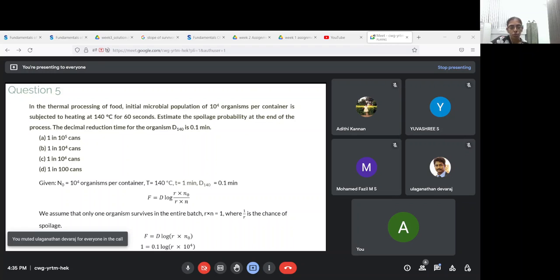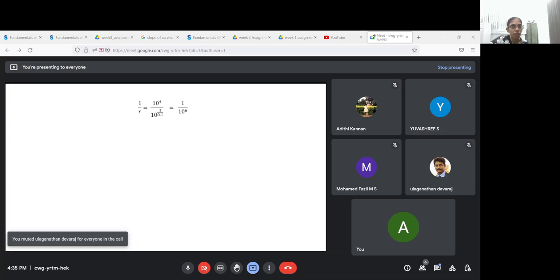So 1 by R value, when you simplify this equation and calculate, you will get 1 by R as 10 power 4 divided by 10 power 1 by 0.1. Okay, so this comes out to be 1 by 10 power 6, which means that there are a total of 10 power 6 cans, that is R is equal to 10 power 6, and one organism is surviving in one of the cans, that is leading to this spoilage probability. So the chance of spoilage is one organism, that is one can, in 10 power 6 cans.